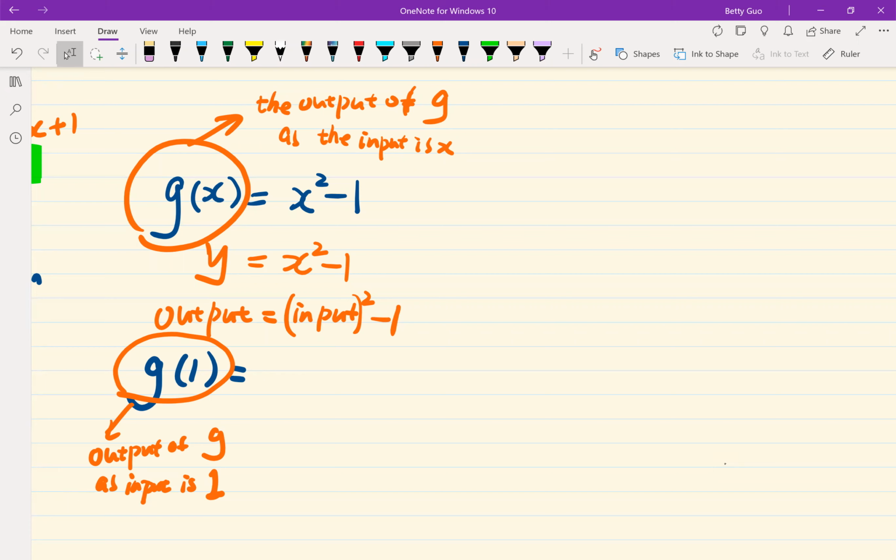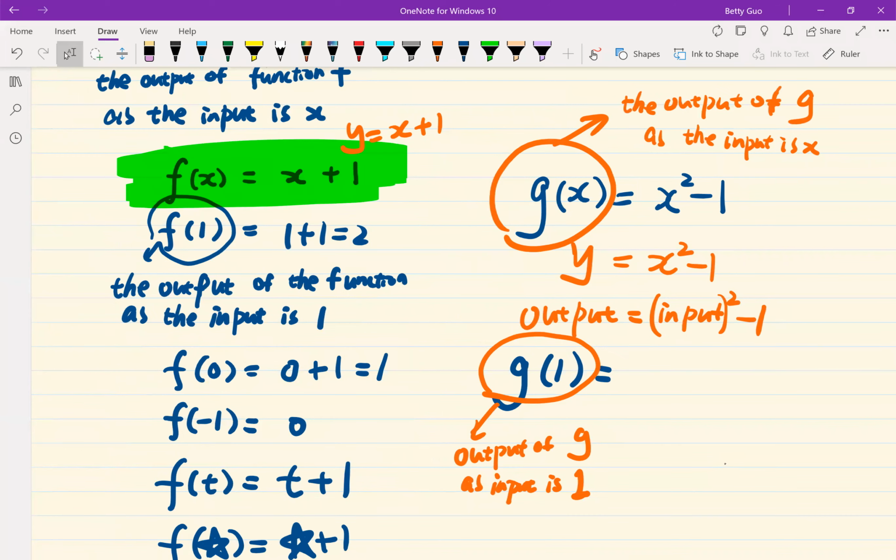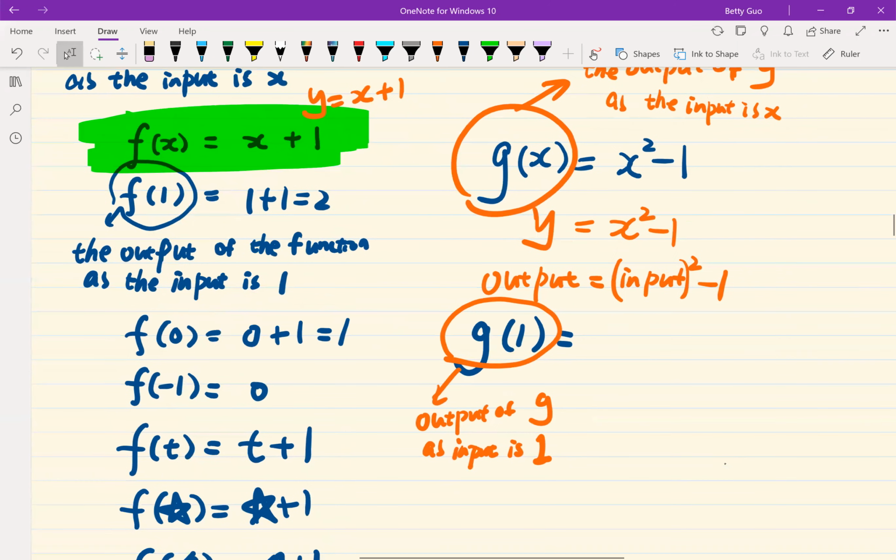Can you find the value for the notation g of 1? How do you evaluate g of 1? What is the output of this machine when the input is 1? What does this machine do? It produces output always equal to square of input minus 1, right? Can anyone figure out the value of g of 1? What did we do earlier? Simply say, just plug in, right? Can you just plug in?